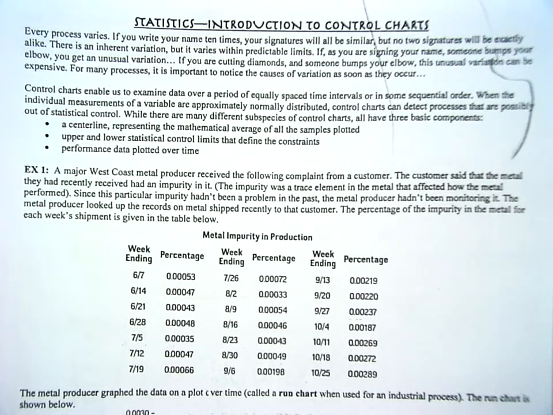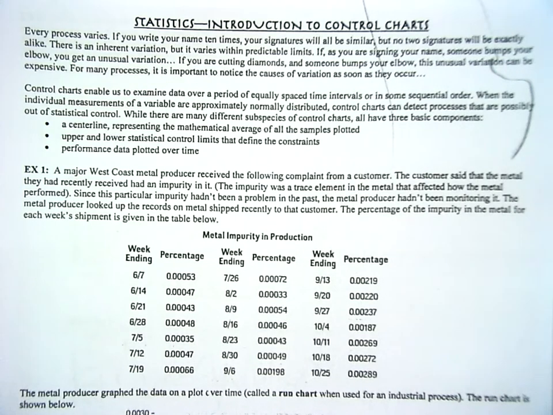All right, so let's start with this initial example. A major West Coast metal producer received the following complaint from a customer. The customer said that the metal that they had recently received had an impurity in it. The impurity was a trace element in the metal that affected how the metal performed. Since this particular impurity hadn't been a problem in the past, the metal producer hadn't been monitoring it. The metal producer looked up the records on metals shipped recently to that customer. The percentage of the impurity in the metal for each week's shipment is given in the table below.